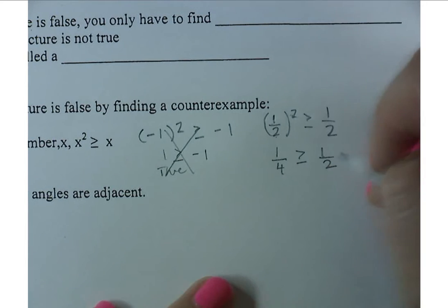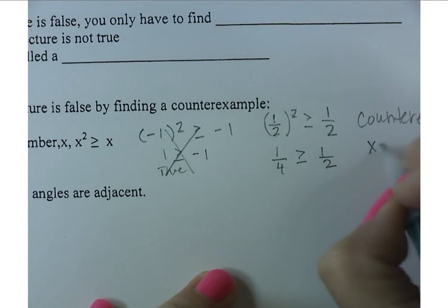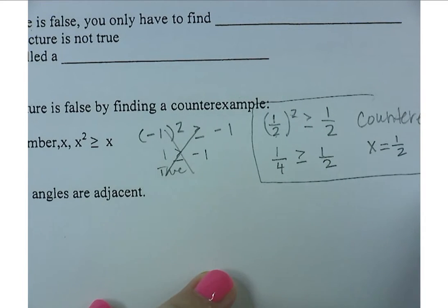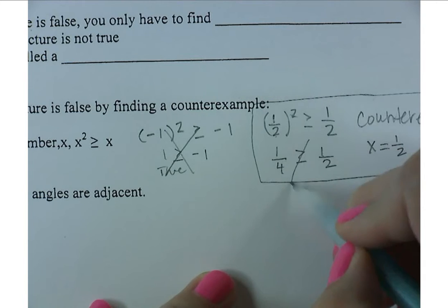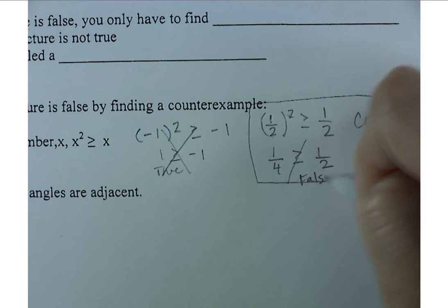Okay, so this would be your counterexample. Your counterexample would be x equals 1/2, and you would show me this. And then if it's not true, you just put the little line between it, saying, nope, not true. Okay, so this is false.